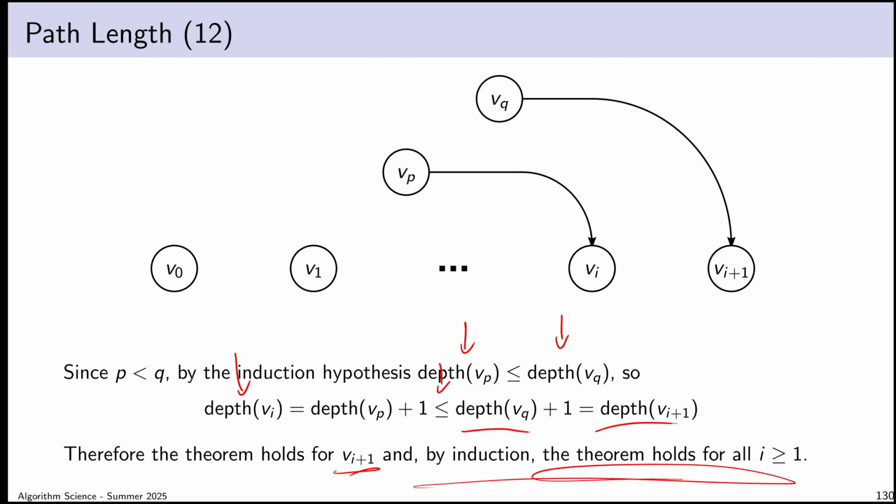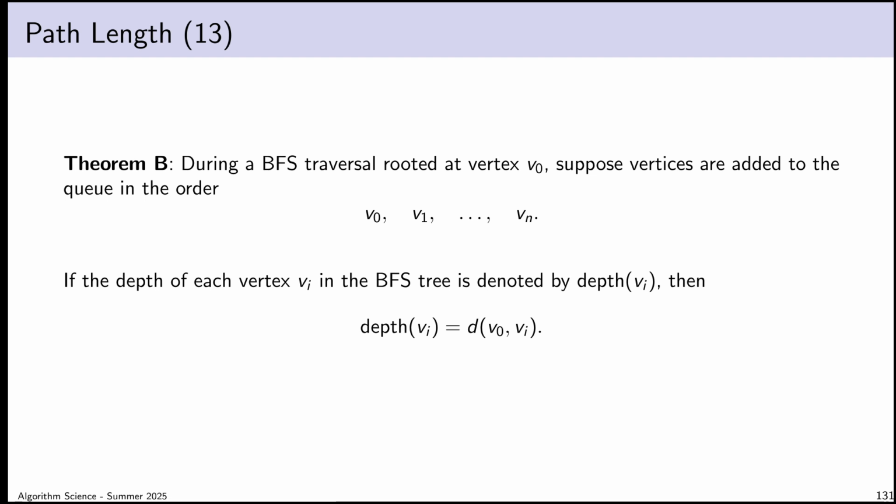And there's theorem A. Now, theorem B is the actual result we want to prove. So again, let's number the vertices as we add them to the queue during our BFS traversal. The number of a vertex corresponds to the order in which it was first added to the queue. There's no requirement that any particular pair of vertices was ever in the queue at the same time. We're just numbering them based on when they were first added.